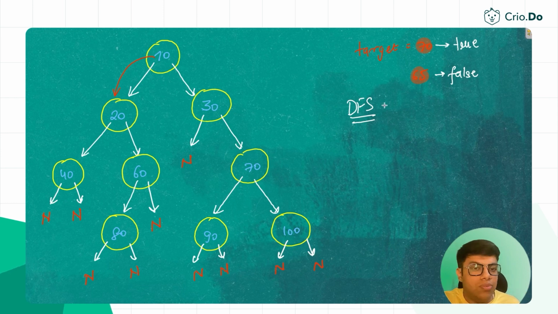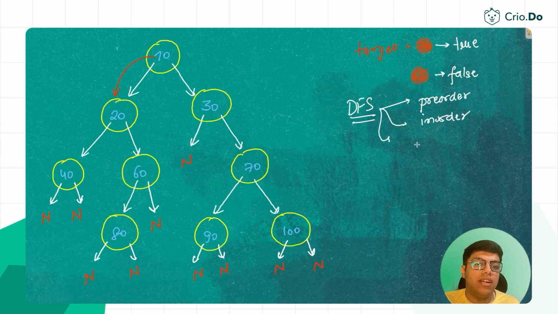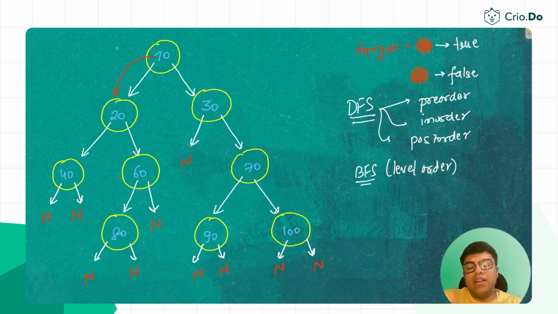So you can do the DFS in any fashion. You can do the DFS in pre-order traversal, in-order traversal, or post-order traversal. You can even do the BFS, so you can also do the level order traversal or the breadth first traversal. It is your wish. Whichever approach you are more comfortable in, you can first code that, and then you can most probably have another approach also.